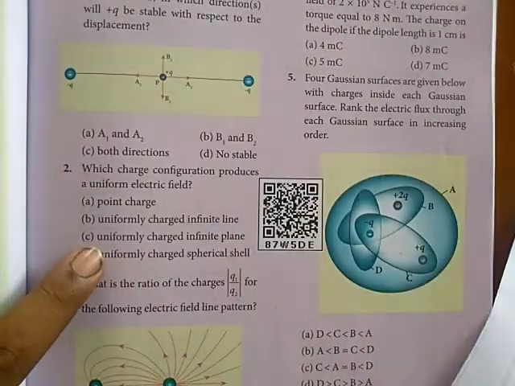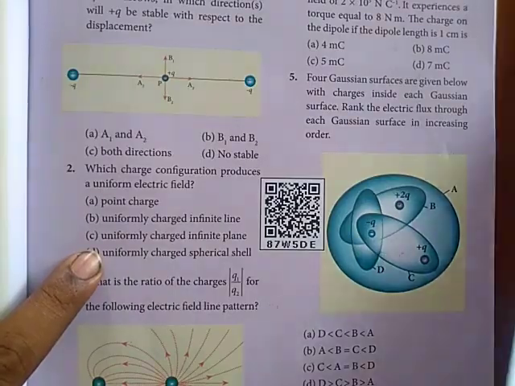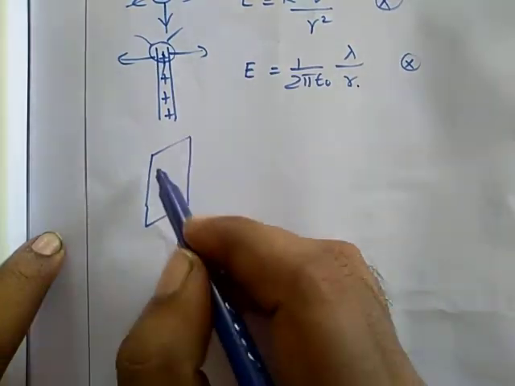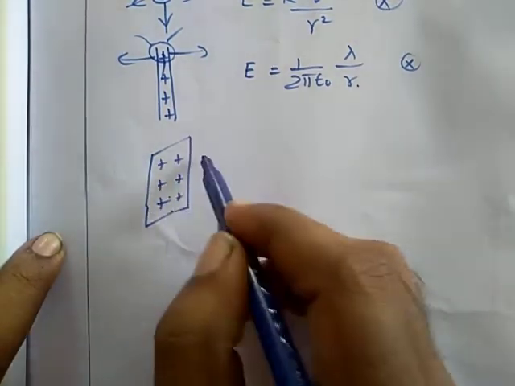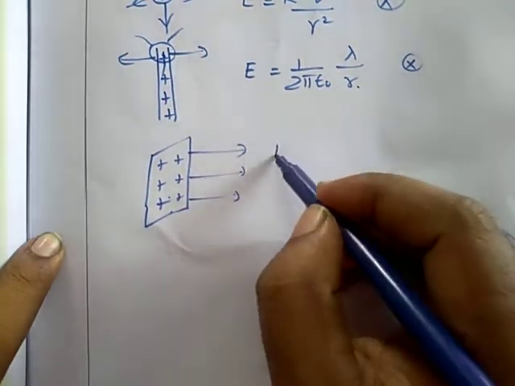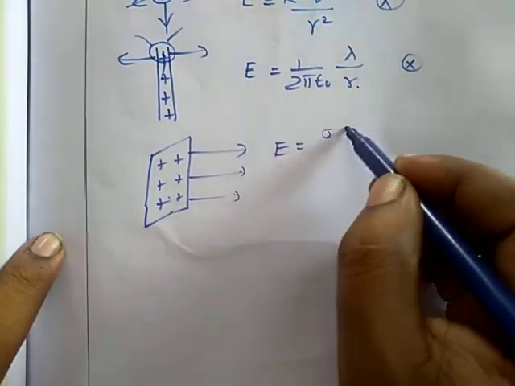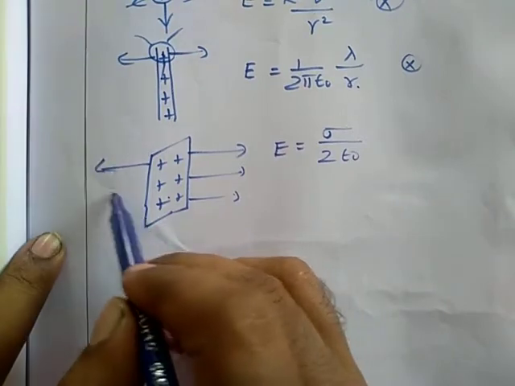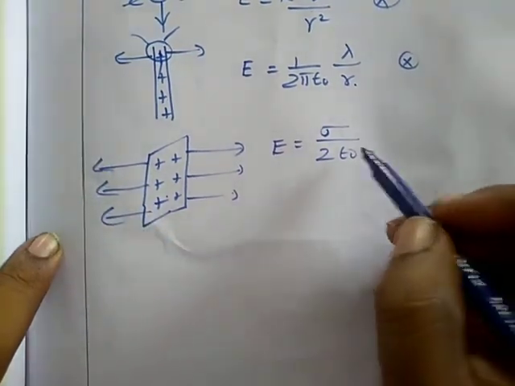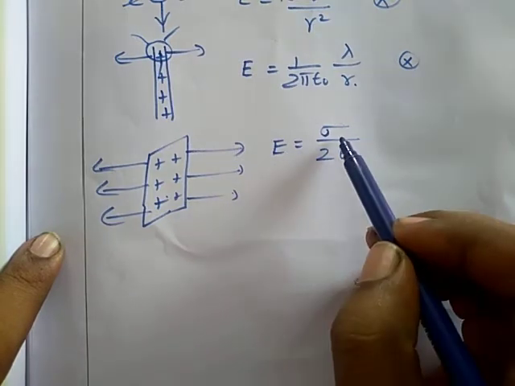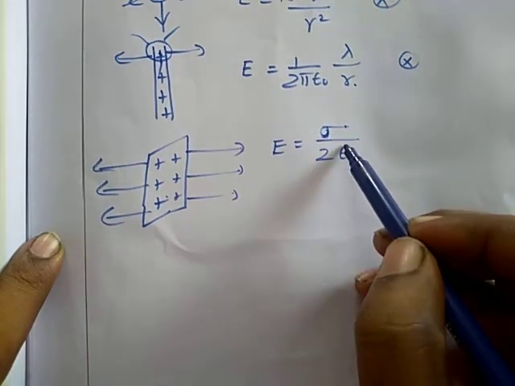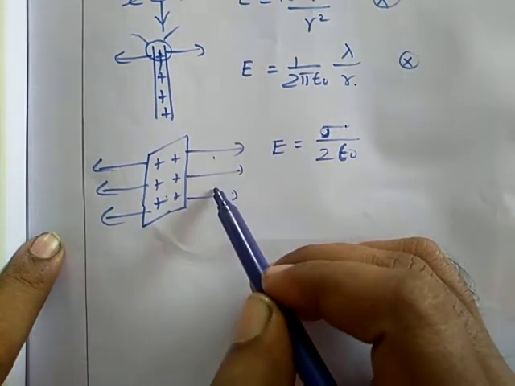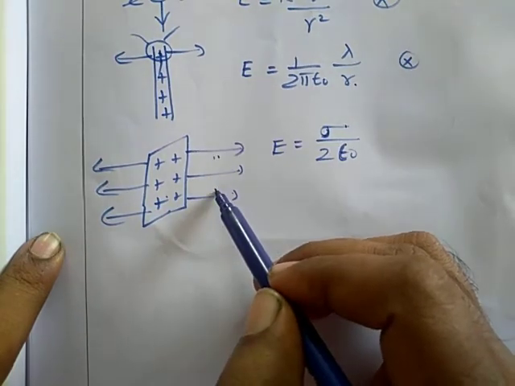Okay, then the third one, that is a uniformly charged infinite plane. For this case, it produces an electric field like this. We know E is equal to sigma by 2 epsilon naught. This is the expression for the electric field produced due to an infinite charged plane. Here in this case, the electric field depends on surface charge density and permittivity of free space. So it does not vary with the distance. Here it produces a uniform electric field. It is a correct answer.